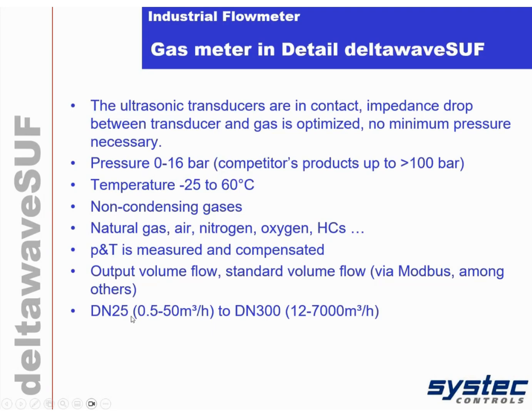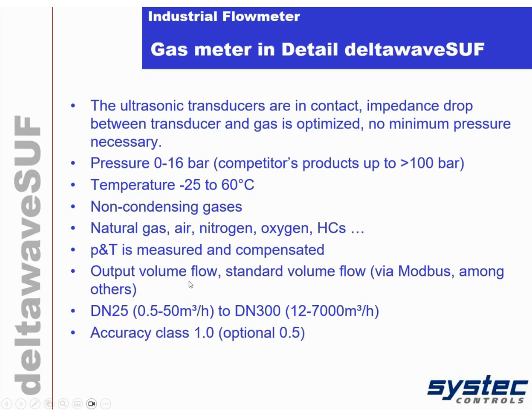The SUF is manufactured in 1-inch DN25 up to DN300, which is 12-inch. 12-inch, yes, it is 12-inch. And the calibrated span is typically 1 to 100, but the flow meter is even starting at lower flows. And if you overflow it by 20%, it's still working. So the calibrated span is 1 to 100. But the effective span is 1 to 300 or even more. So the DN300, for example, is from 12 cubic meters up to 7,000, which is 1 to 600 or something like that.